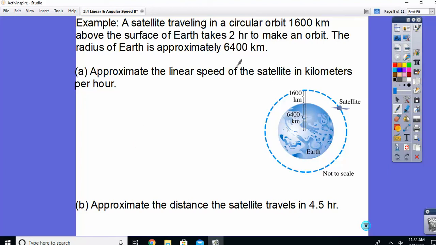All right, so let's see what information we're given here. What did I give you in the problem? The radius. Now, be careful with this radius. You want the radius from the center of the Earth all the way out to the satellite. So what do I need to do? Add. We know to the edge of the Earth is 6,400, and then the satellite is 1,600 beyond that. So if you add those together, the actual radius of the circle we're looking at is 8,000.